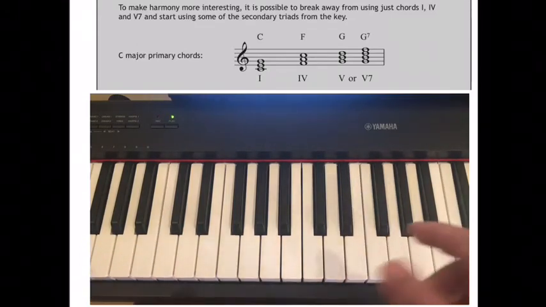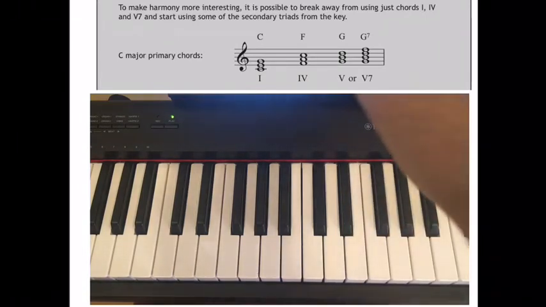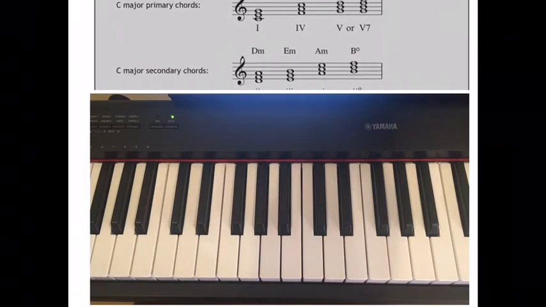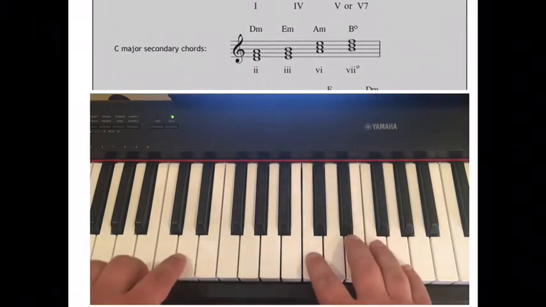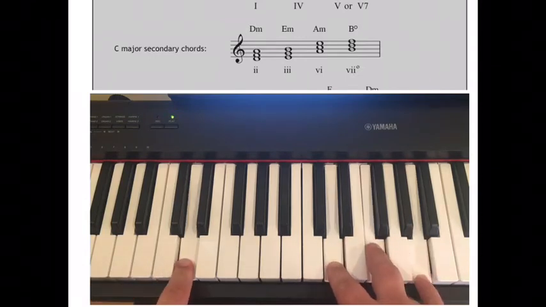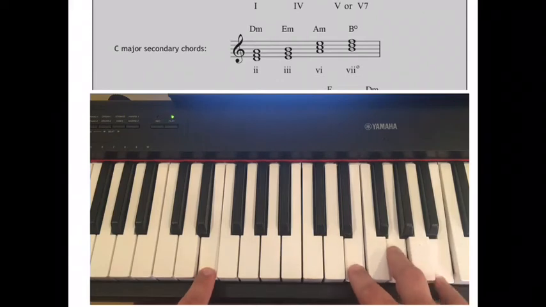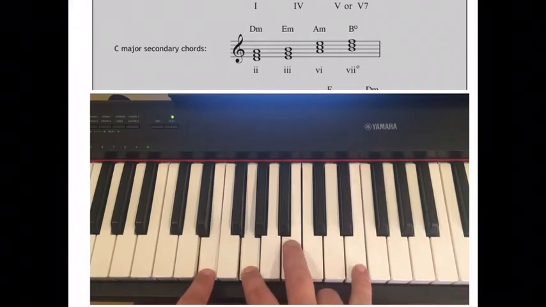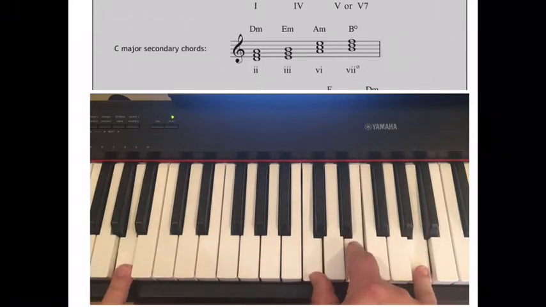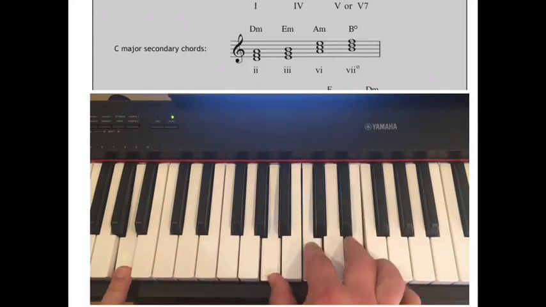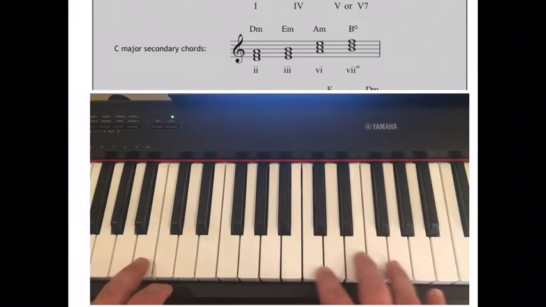Now when I start adding in the secondary chords in the next line, I'm just going to move this a little bit up the screen so you can see it. The 2 chord is minor. The 3 chord is minor. Whatever voicing, it doesn't matter, whatever inversion. The 6 chord, an A minor. And the 7 chord is diminished. It's the weird sounding one.